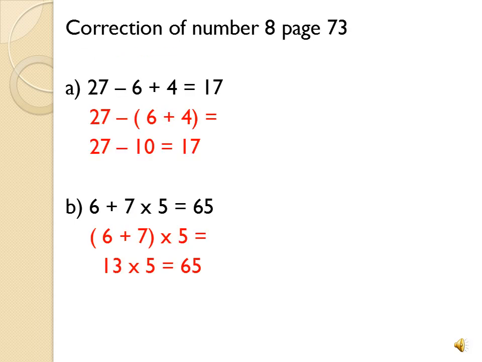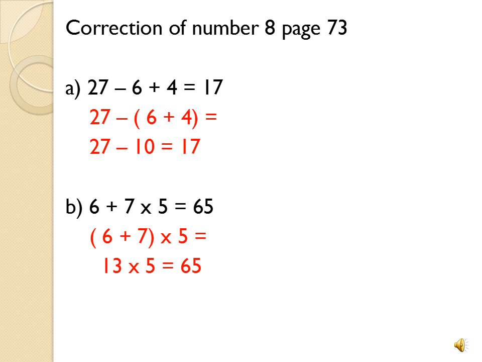Number 8 now, page 73. So we have the same equation. Also, we want to put the parentheses in its correct place. Part A, 27 minus 6 plus 4 equal to 17. So I have two choices also: either I put the parentheses between 27 and 6 or between 6 and 4. To get the answer 17 I must put the parentheses between 6 and 4 because 6 plus 4 equal to 10 and 27 minus 10 equal to 17. Because if I put the parentheses between 27 and 6 and start with it, I won't get the same answer.